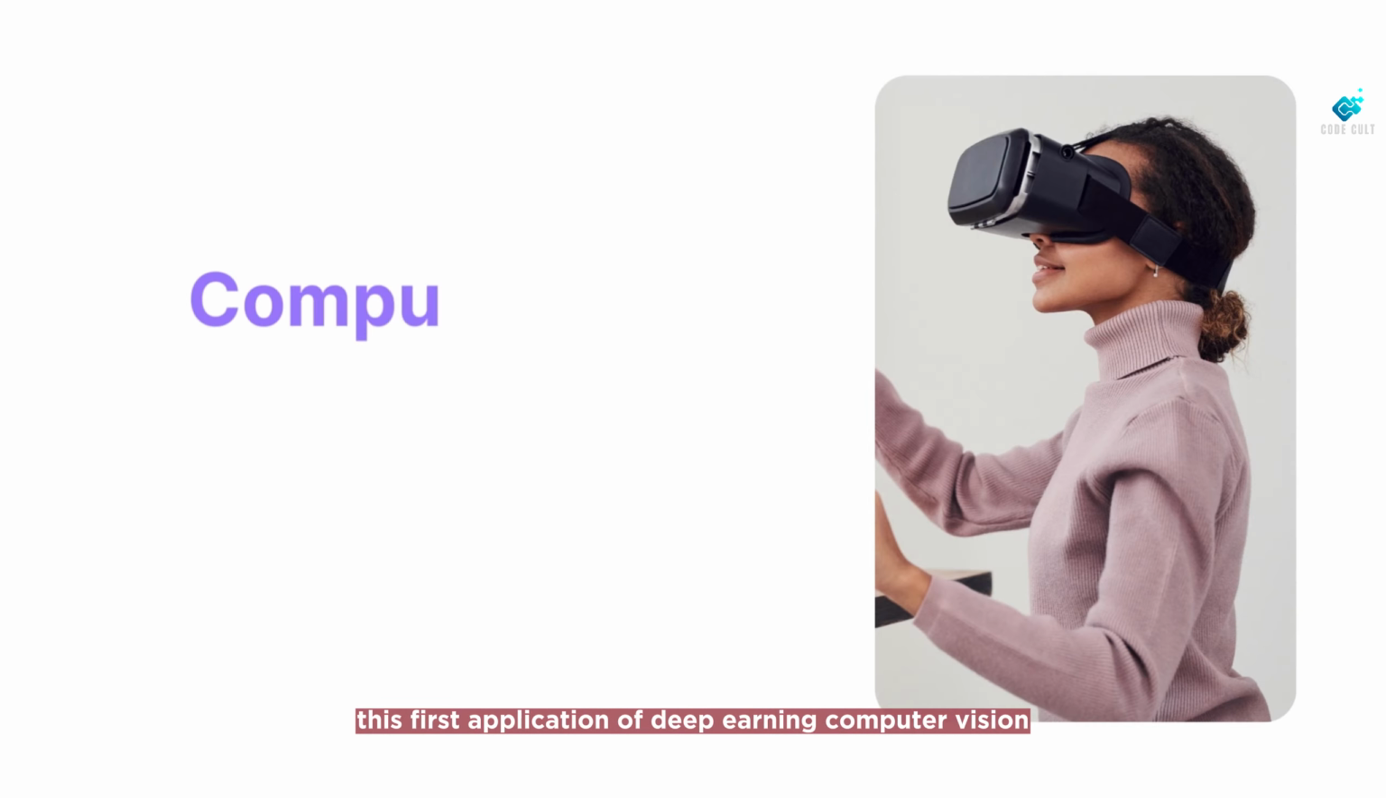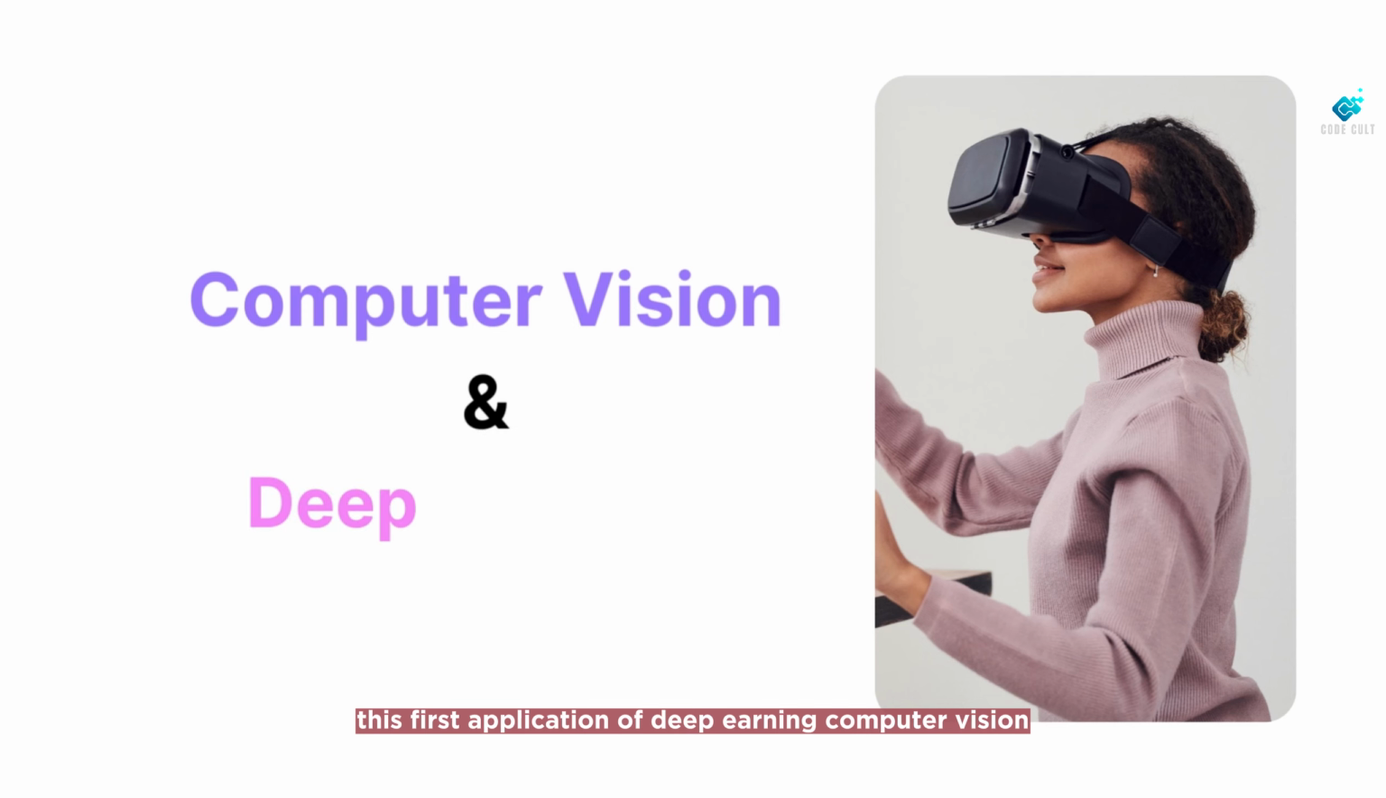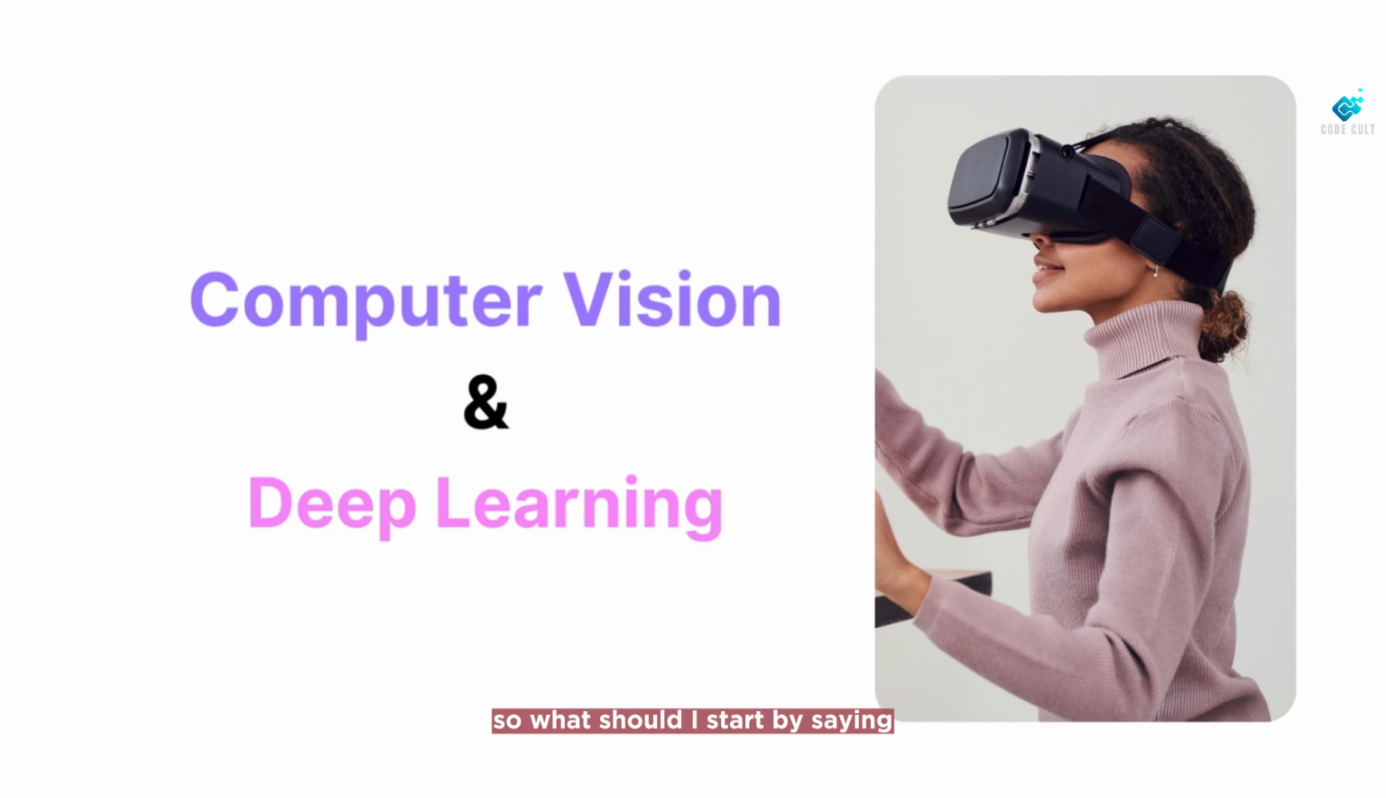This first application of deep learning, computer vision. So, what should I start by saying? Well, this is an introduction to data science course, so of course the first thing I'm going to tell you is the first step, if by any chance you're interested in going into that field. And the first step is to start with a computer vision model that is not even based on deep learning, and that is OpenCV, the Haar cascade detectors.